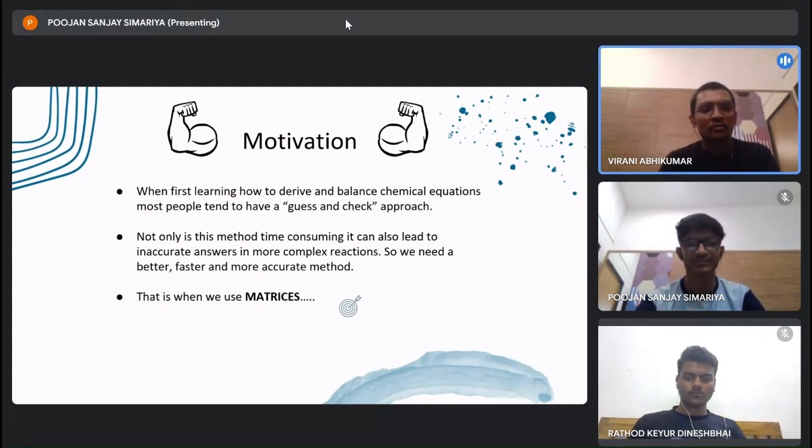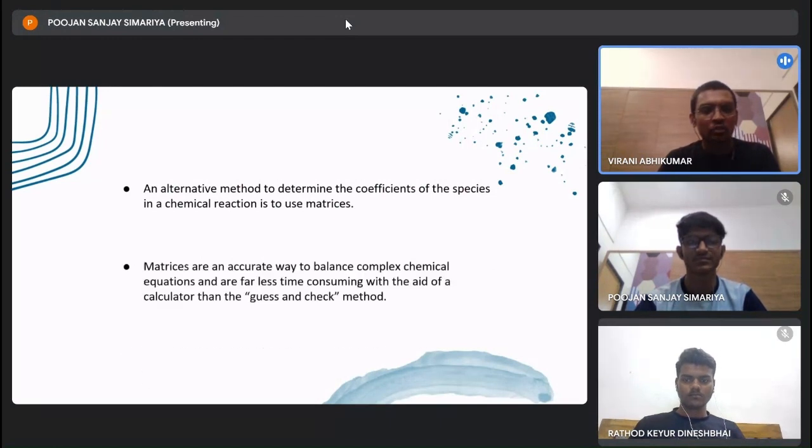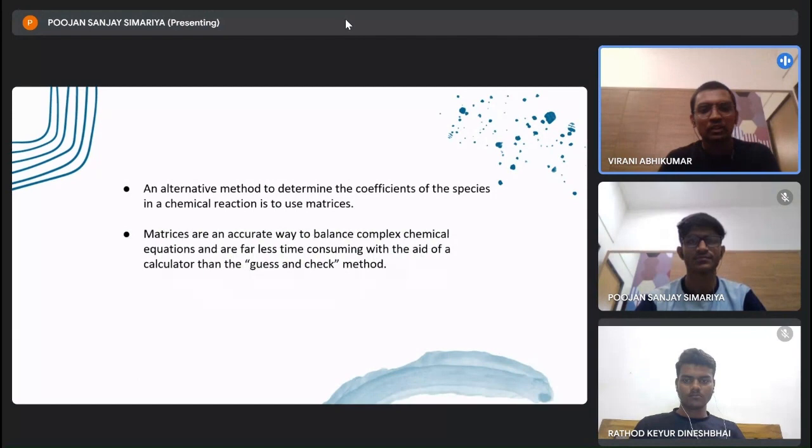That is when we use matrices. An alternative method to derive the coefficients of the species in a chemical reaction is to use matrices. Matrices are an accurate way to balance complex chemical equations and are far less time consuming, with the aid of a calculator, than the guess and check method.